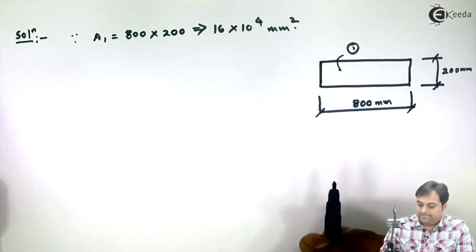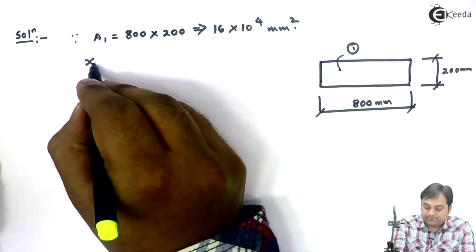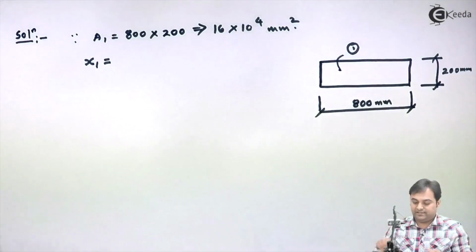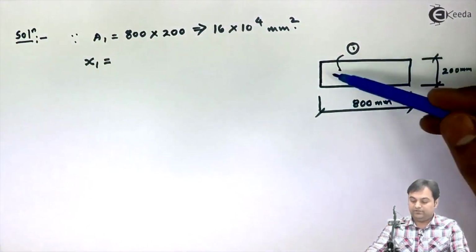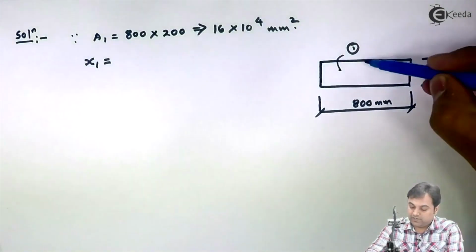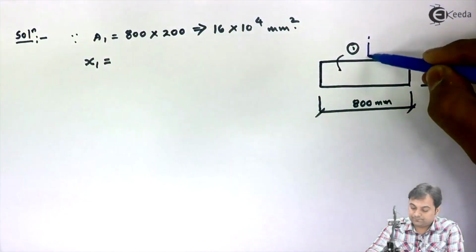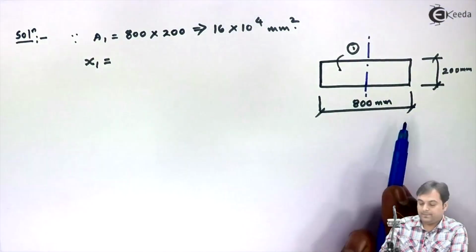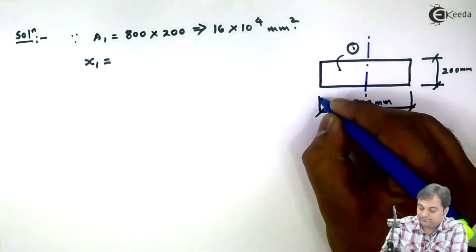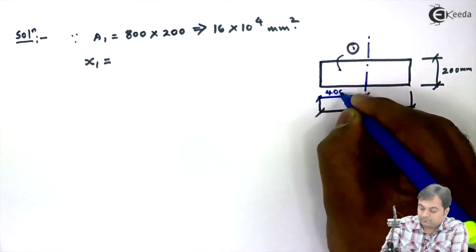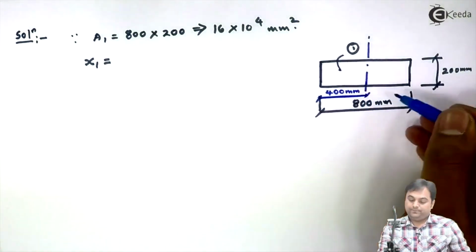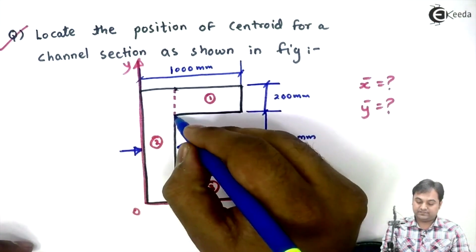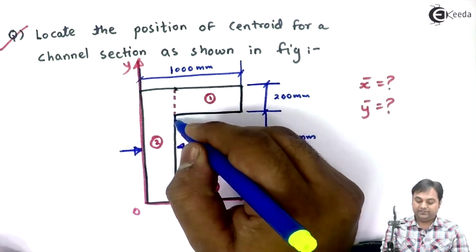After getting the area, here I will calculate x1. x1 is nothing but the location of the y-axis for the first rectangle. Here if we have rectangle number 1, its y-axis will be passing exactly at half of 800. So this distance is 400 mm. If I show you in the diagram, it is 400 from this distance where we have separated the rectangle.